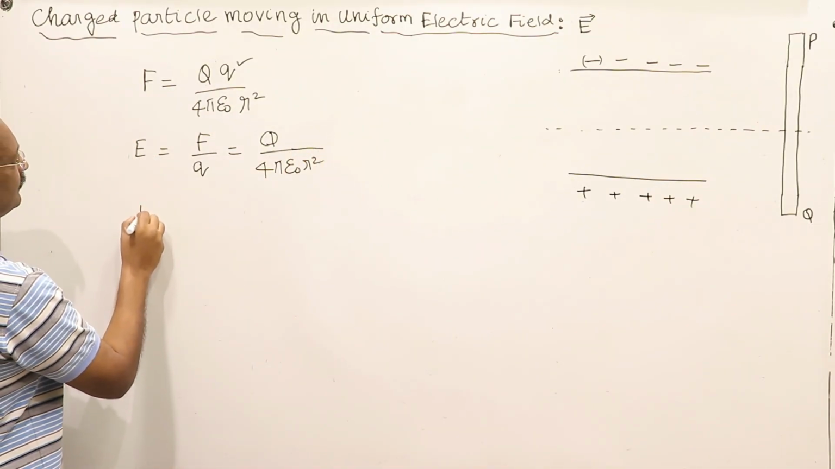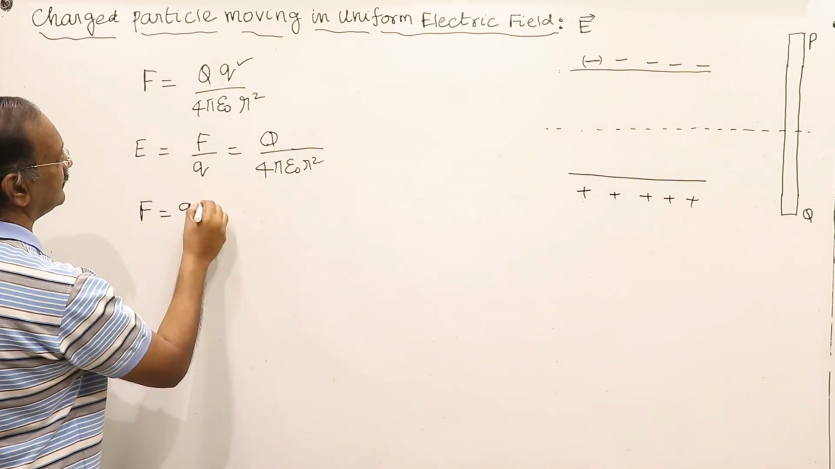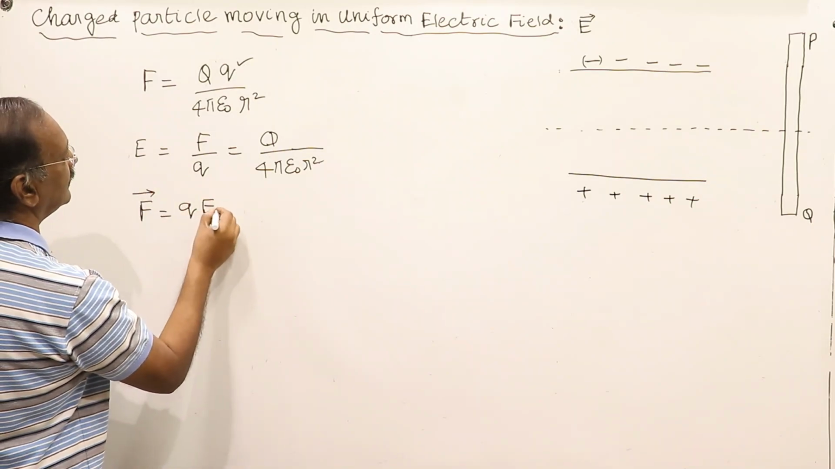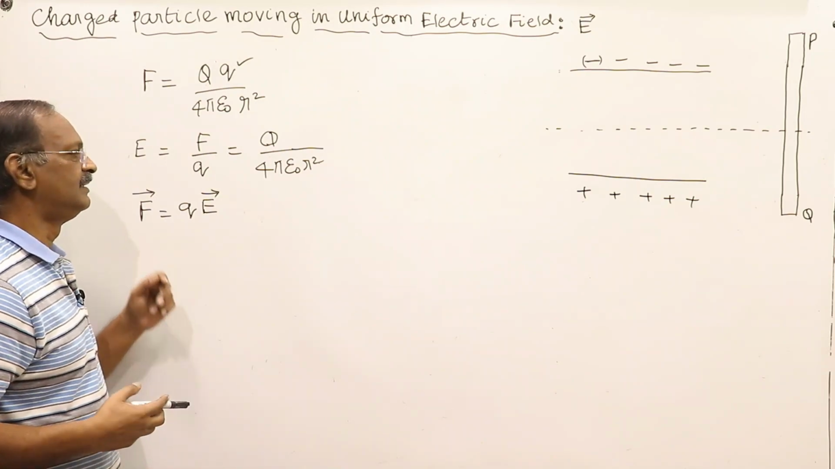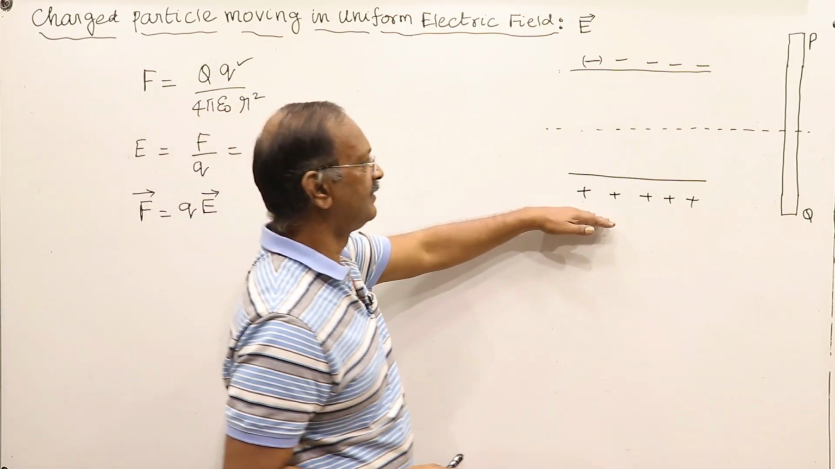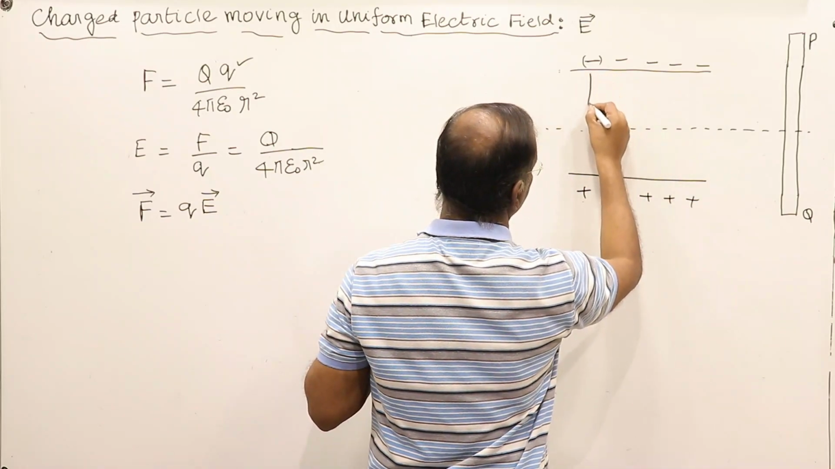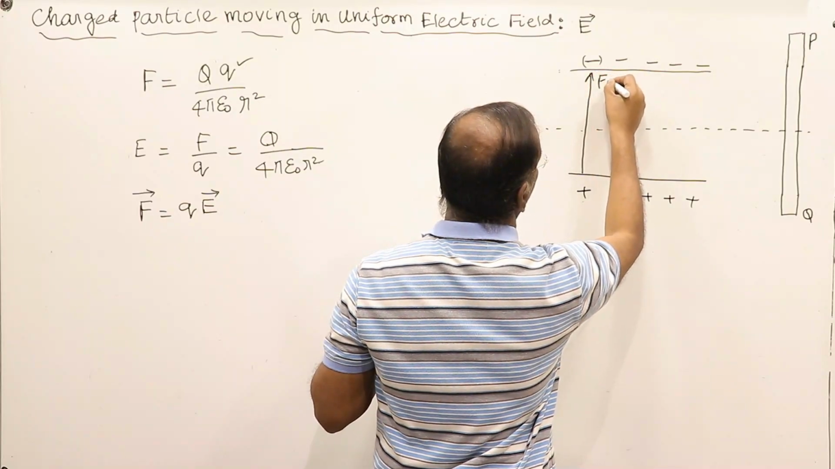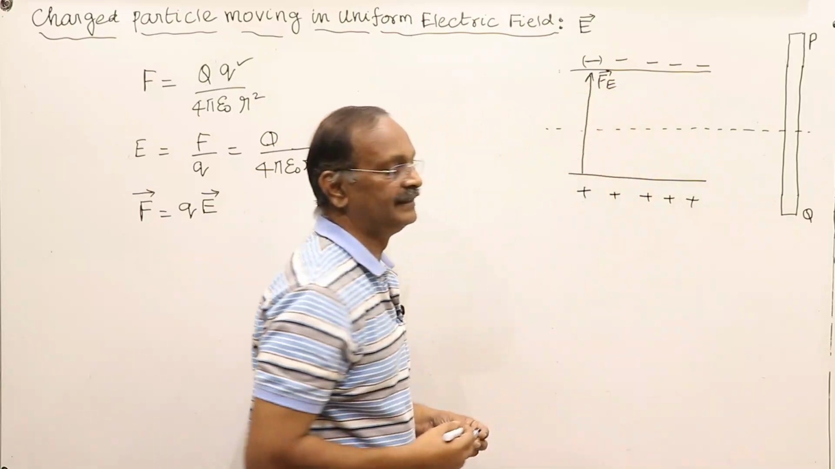Or we can say the force on the test charge, the Coulombic force, in vector form we can write like this. So this is the force given by the electric field. Now the electric field is from here to here, because it goes from positive charge to negative charge. This is how the electric force, the Coulombic force, will be in the upward direction.